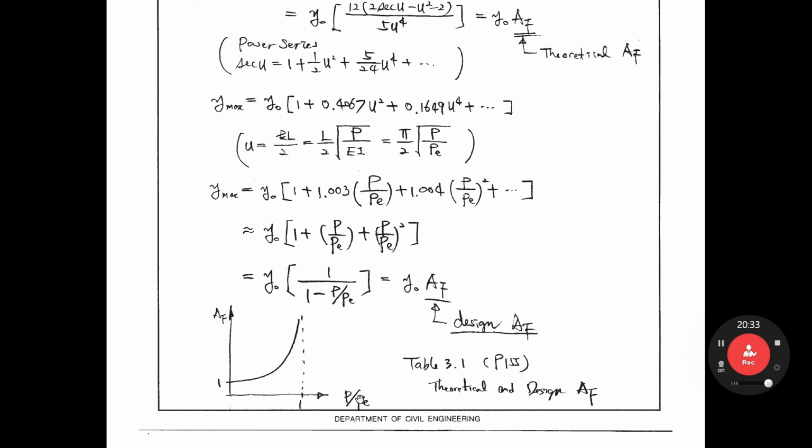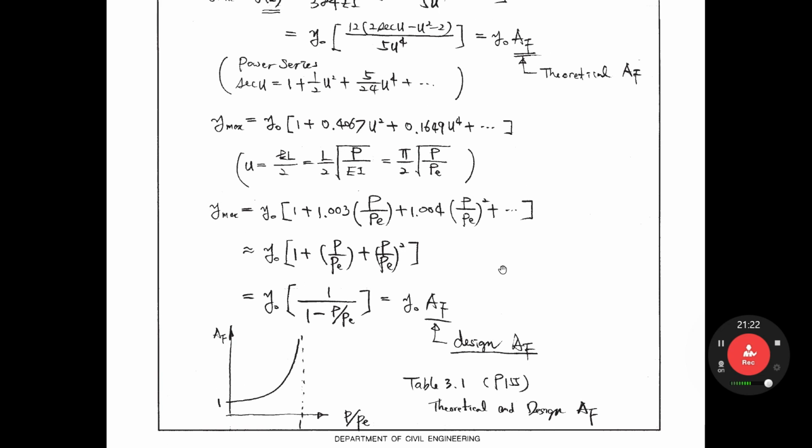What happens if P over PE is equal to 1? Then this denominator must be 0. 1 over 0. What is that? Infinite. Okay, so the amplification factor is infinite. What does that mean? In that case, P equals PE. Okay, Euler buckling load. If Euler buckling load is applied, then it is already buckled, right? The deflection is infinite. Okay. If we compare this theoretical and the design amplification factor, if you see this table, this is a theoretical equation, this is the design amplification factor. If you see, it is very, very close up to here, just a little change here, okay?